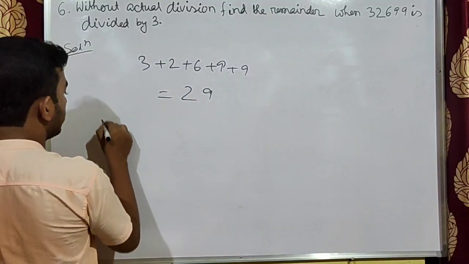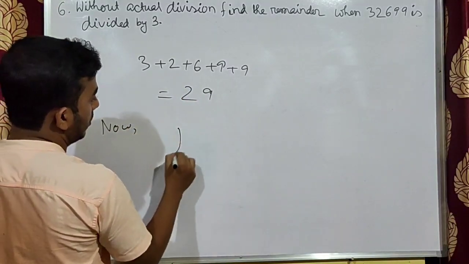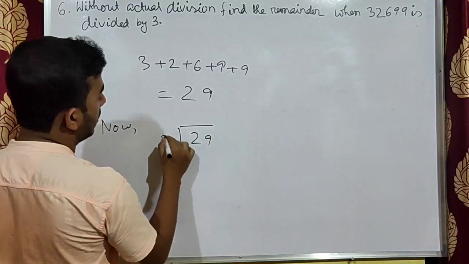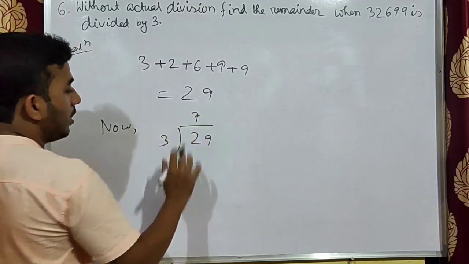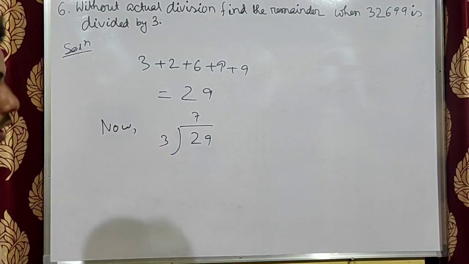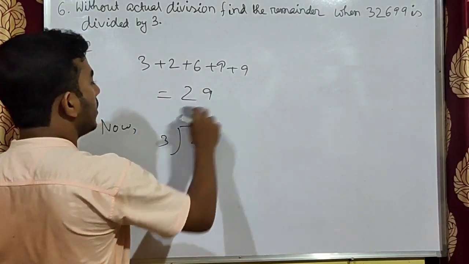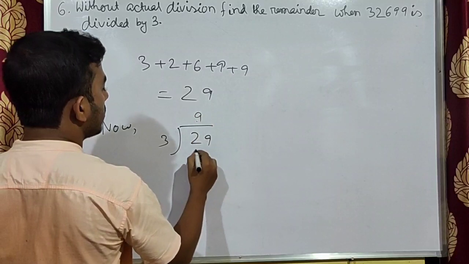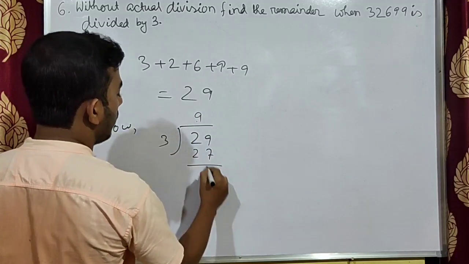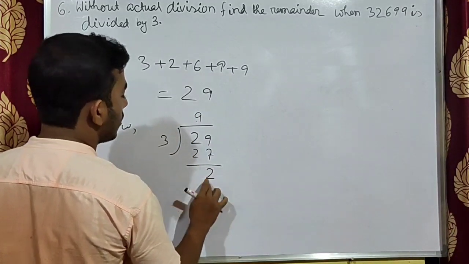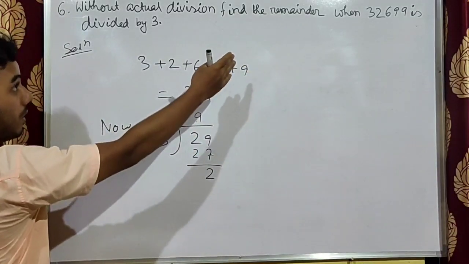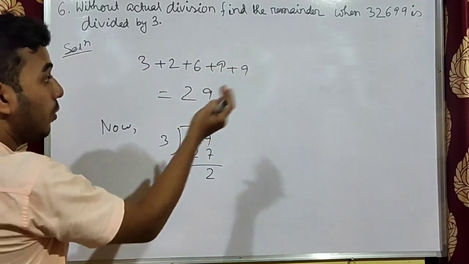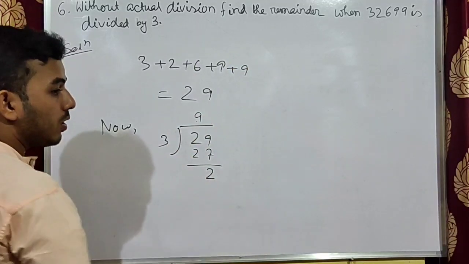So now 29 divided by 3. 3 into 9 is 27, right? Now further division is not possible. So the remainder is how much? 2. So if we divide that number, 32699, by 3, we will also get this same remainder.